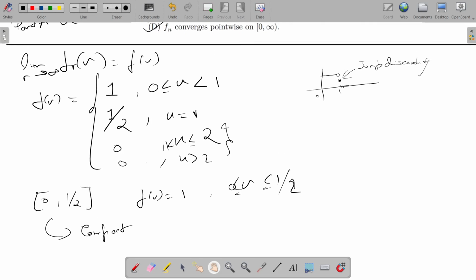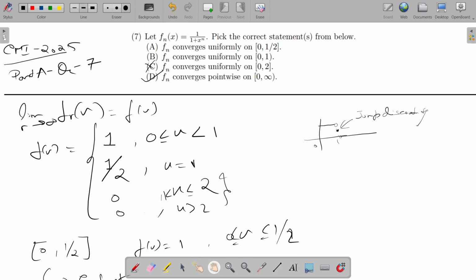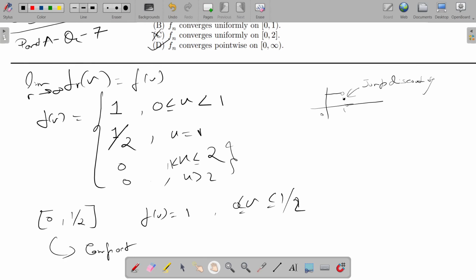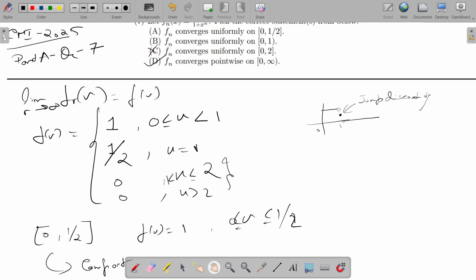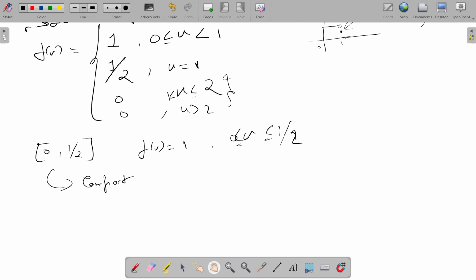So, if fn(x) is either monotonically decreasing or increasing, we can say using Dini's theorem that fn converges uniformly to f, right? So we do not need to check using the Mn test. We can just directly say that. Basically, we have to check if it's monotone.